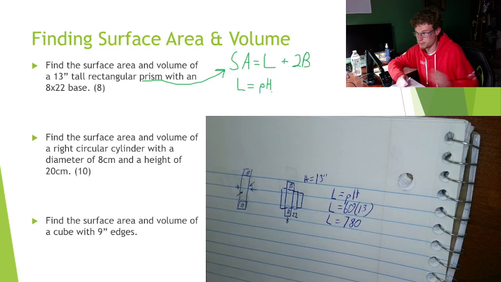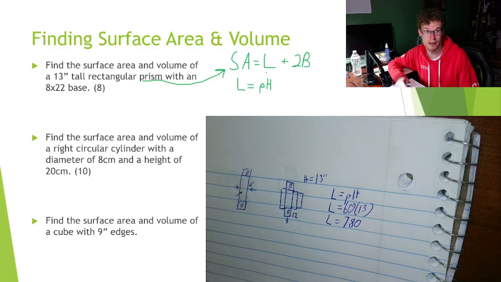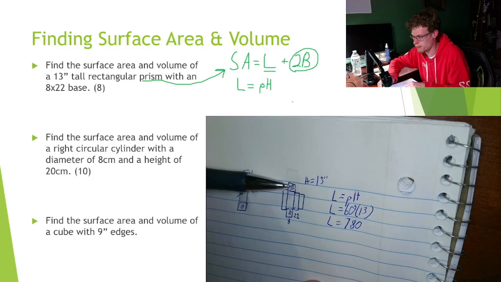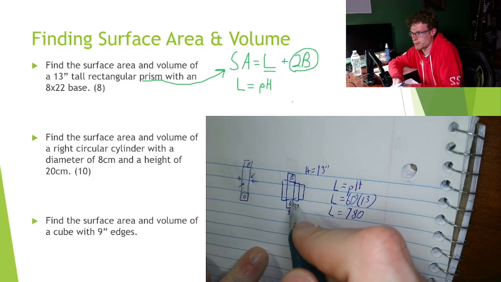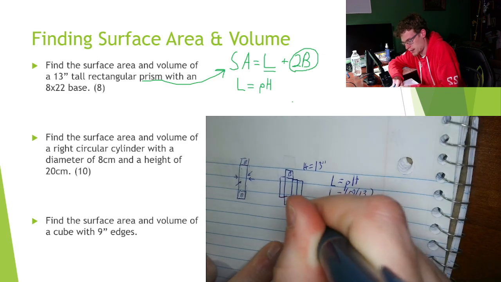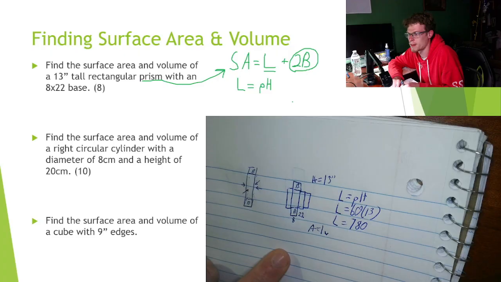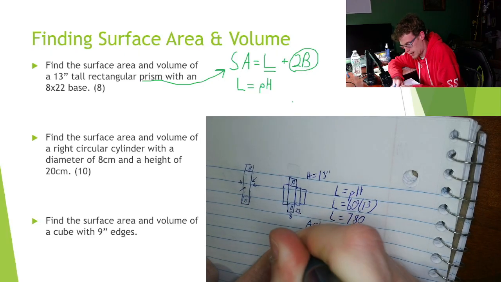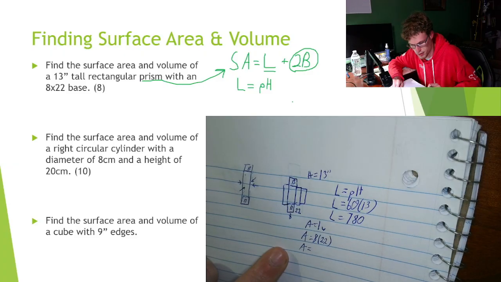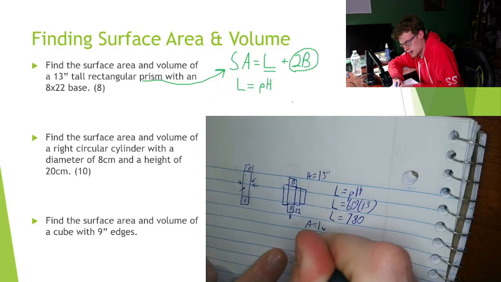Okay? But what else do we need to find? So we found our lateral surface area. Okay? Now we need to find our area of our base and multiply that by 2. Why? Because we have 2 bases here. So let's find the area of a rectangle. Okay? Simply length times width. Okay? So we're going to do area equals 8 times 22. And 8 times 22, plugging into your handy-dandy little calculator, is 176.